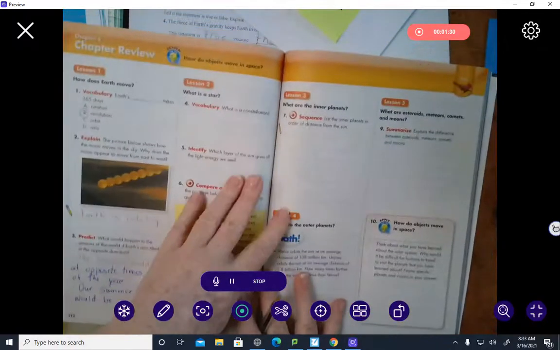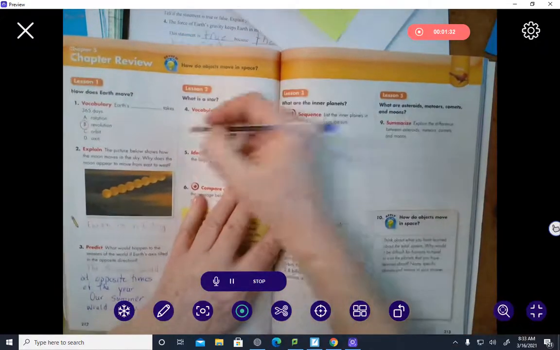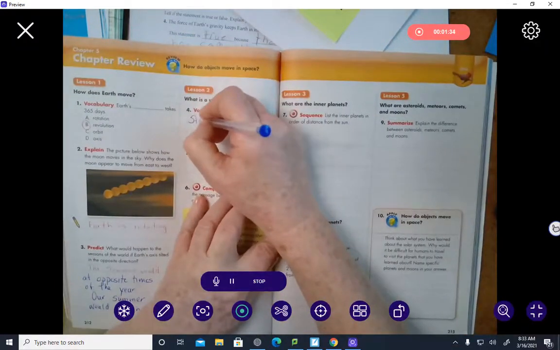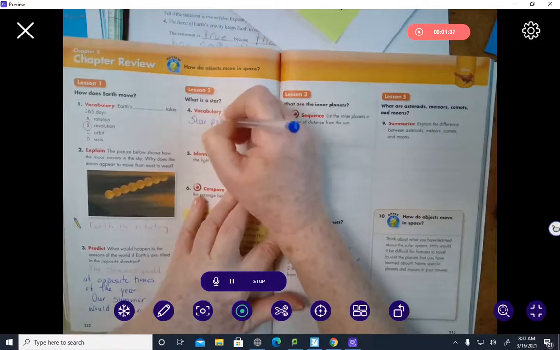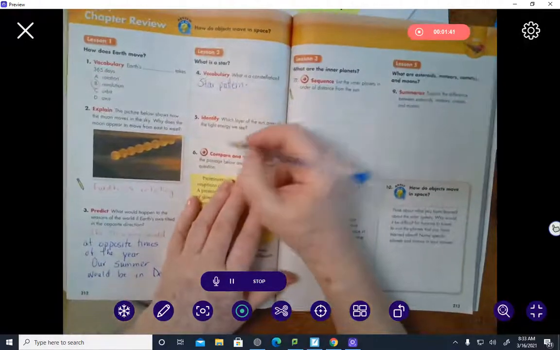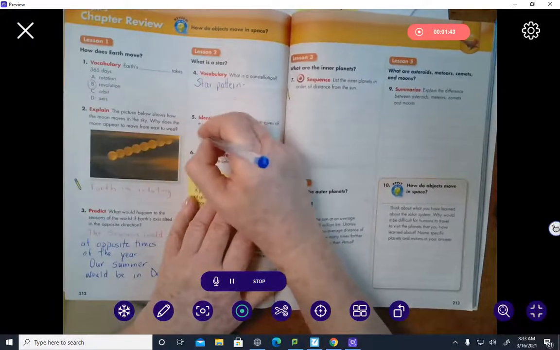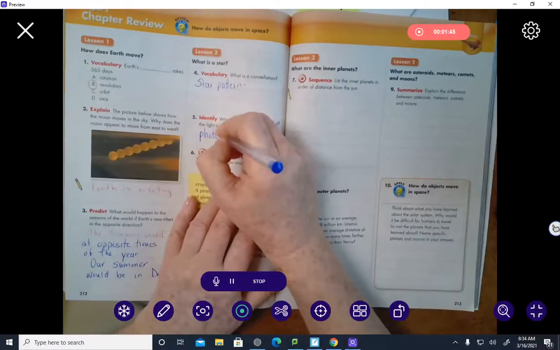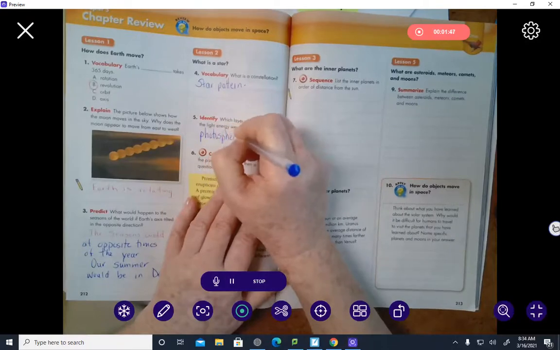What is a constellation? That's just a vocabulary word. That's a star pattern. What layer of the sun gives off the light energy we see? This is not going to be on the test. I'm just letting you know. I'm not going to ask you about layers of the sun.